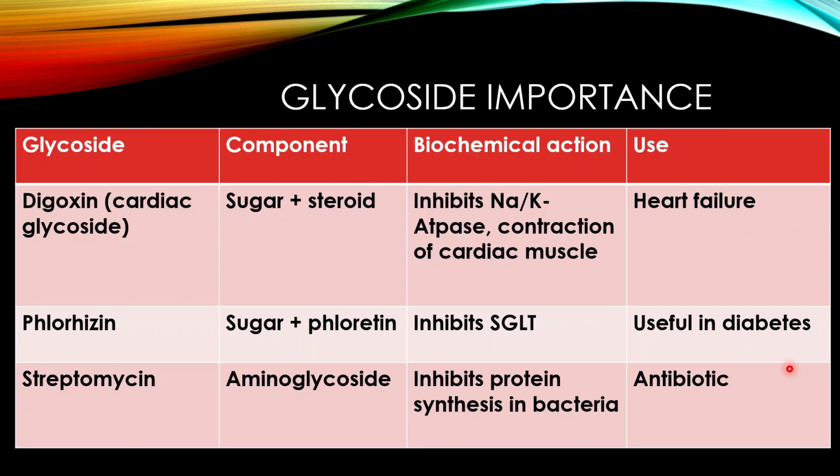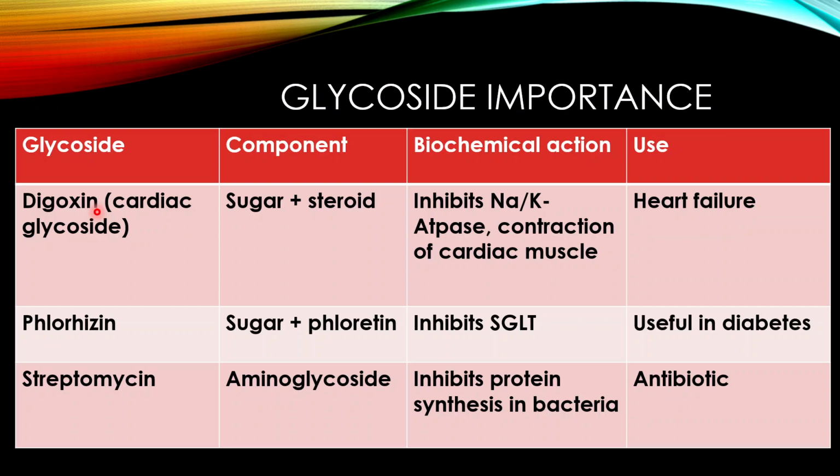So as a result, the concentration of potassium inside the cell is more and the concentration of sodium outside the cell is more. Okay, this is normally the function of the sodium potassium pump. Now this sodium potassium pump, or sodium potassium ATPase, is inhibited by this drug which is called digoxin. So as a result, the concentration of sodium inside the cell increases.